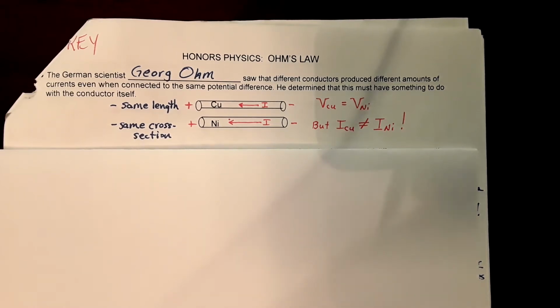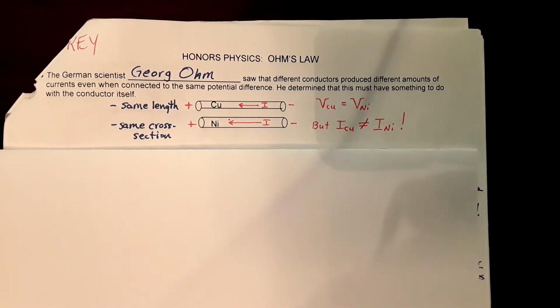Okay, everybody, good morning. I hope you've printed out your notes on Ohm's Law for today so that we can go through this. We're going to start by looking at a German scientist whose name was Georg Ohm. Georg Ohm did a lot of work with different kinds of conductors, and because of that, they honored him by naming a unit of measure for him. We'll get to that shortly.